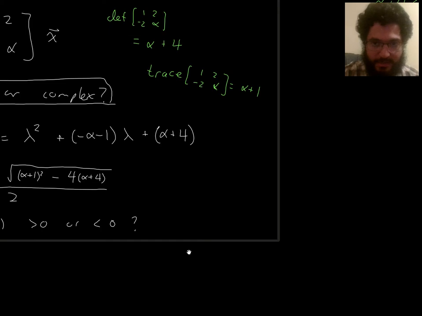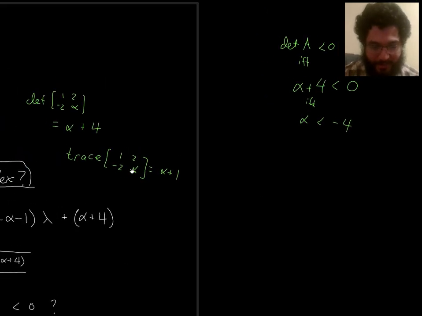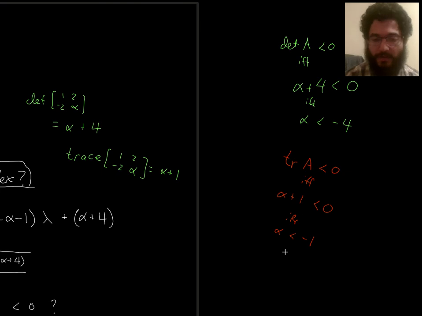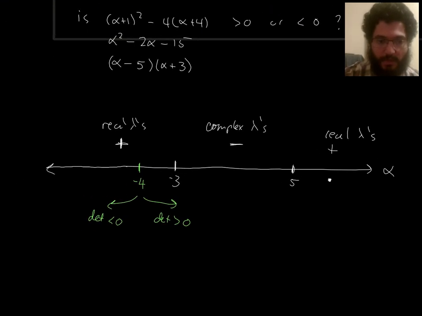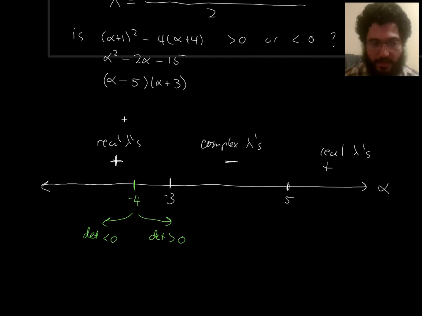All right, so that's nice. How about the trace? And I think I computed that correctly, just adding down the diagonal, 1 plus alpha. How about I do the trace in a different color, since things are getting a bit cluttered. So how about I do the trace in red? Okay, so when is the trace, say, negative? So the trace of A is negative if and only if alpha plus 1 is negative. So if and only if alpha is less than negative 1. And similarly, the trace will be positive if and only if alpha is greater than negative 1.